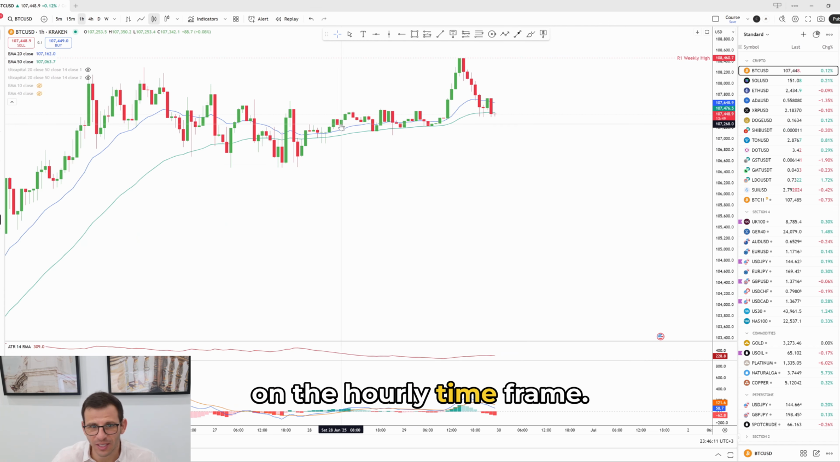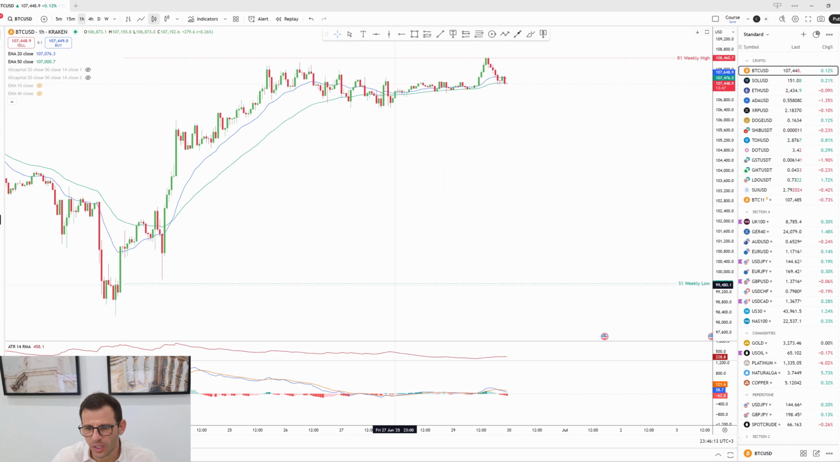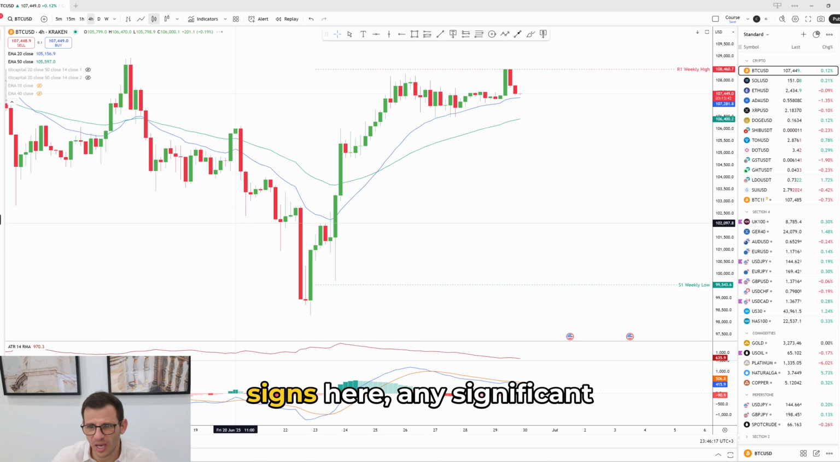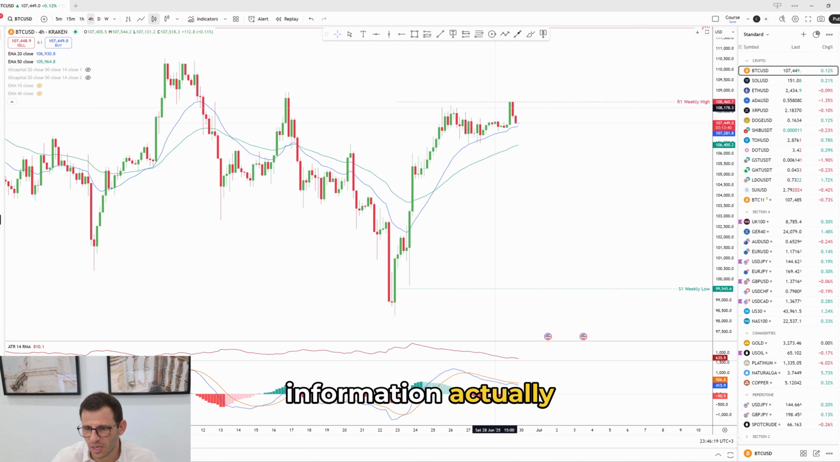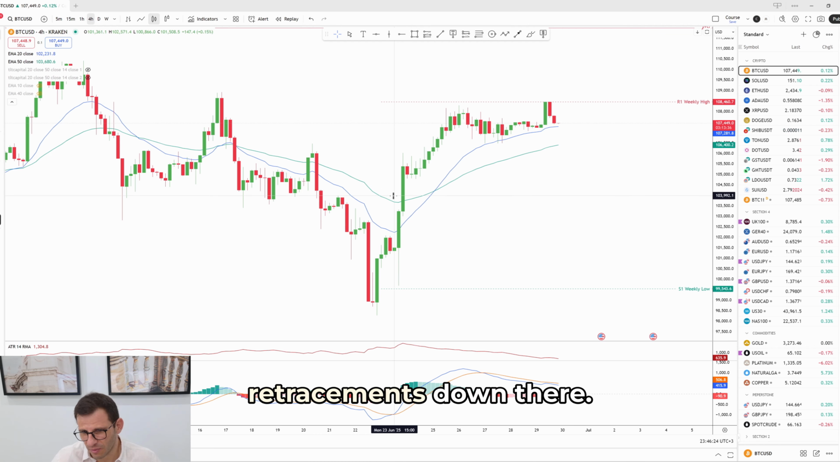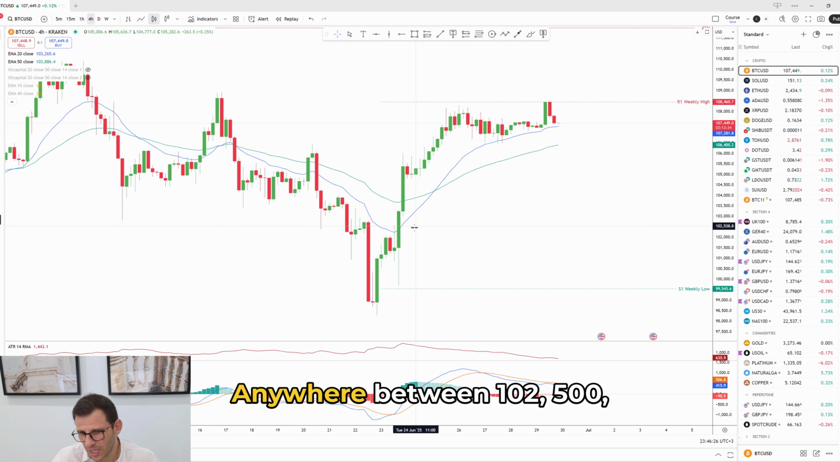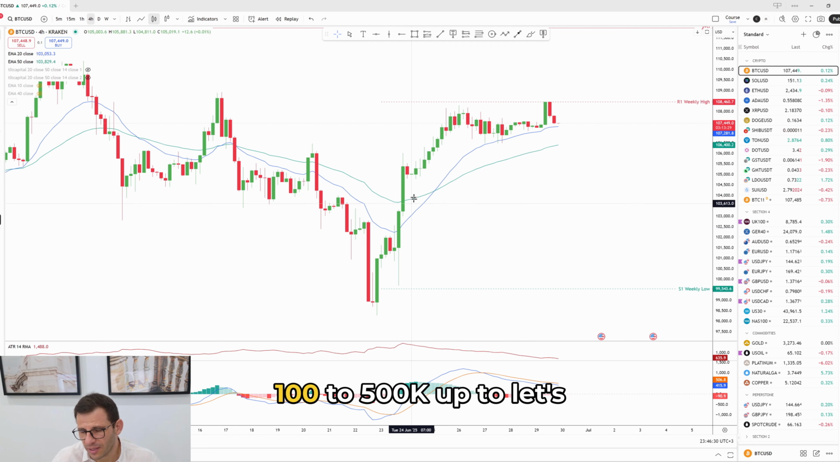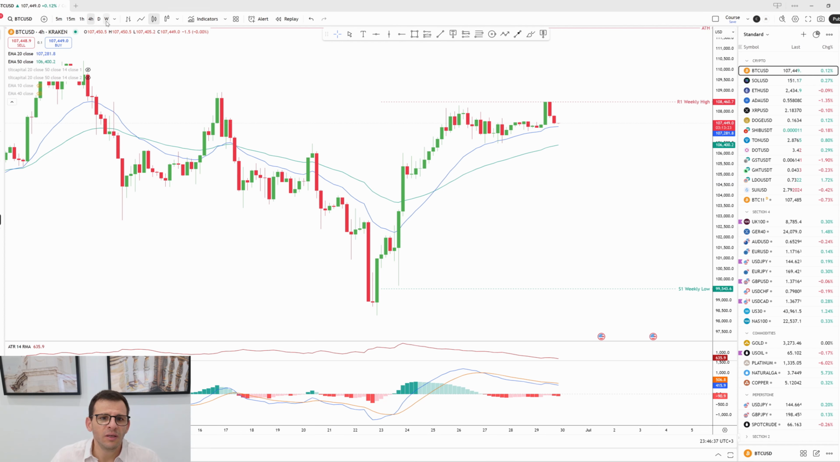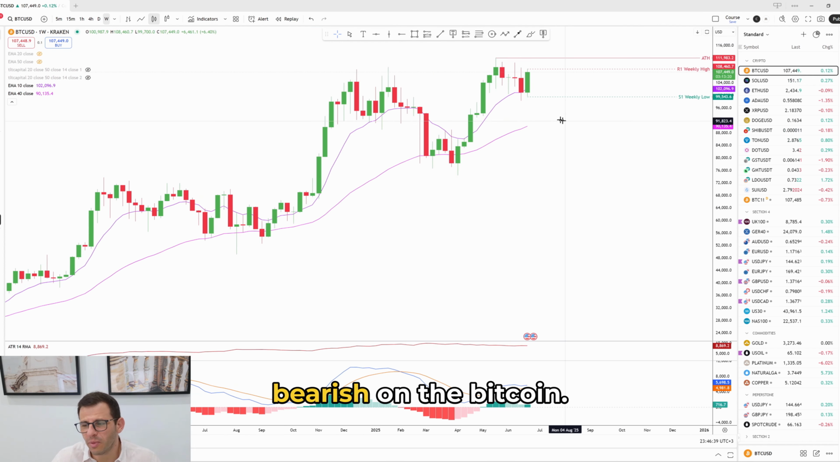If the price breaks above this one, then the all-time high is going to be in scope. On the hourly time frame, we don't have any good signs here, any significant information actually. On the 4-hour chart, we can see some retracements down there, anywhere between 100 and 105K, let's round it. So more bullish than bearish on Bitcoin.